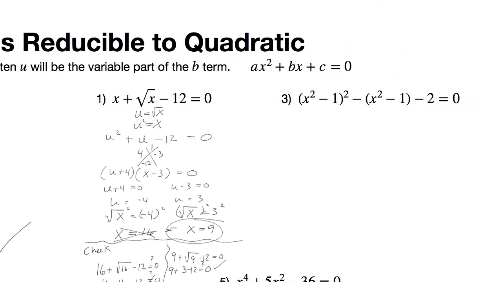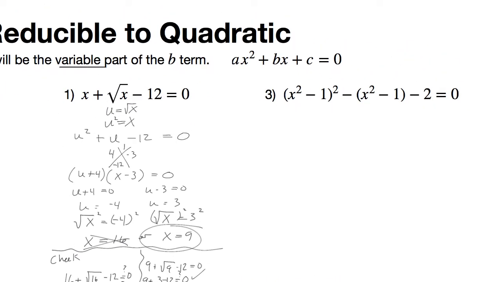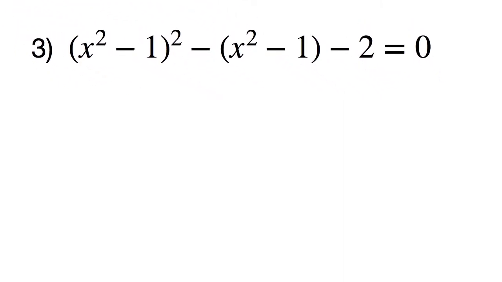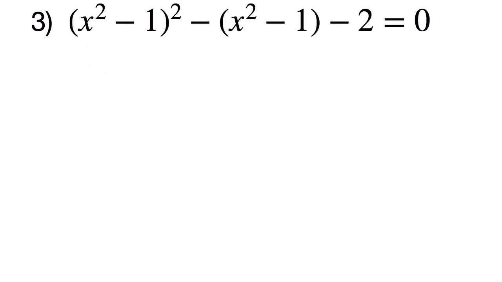Okay, so the first step really is recognizing that if we make a u substitution, this could look like a quadratic equation. So really, the strategy here is to let u be the variable part of the b term. Now the b term here is going to be x squared minus 1. It shows up in the middle term, and it gets squared in the first term.